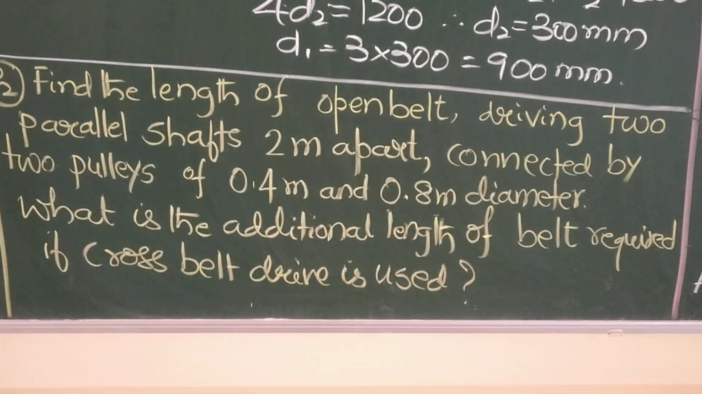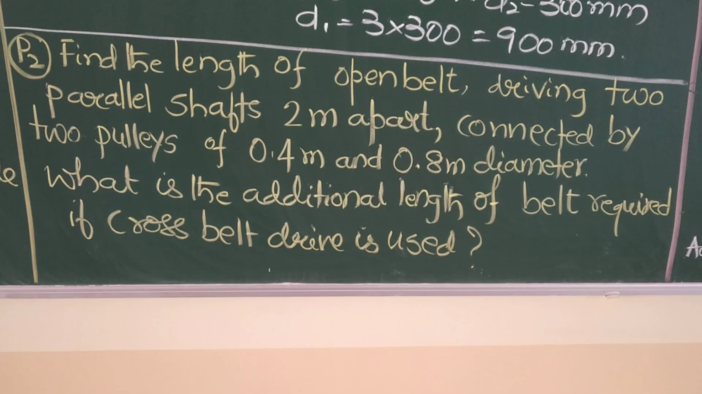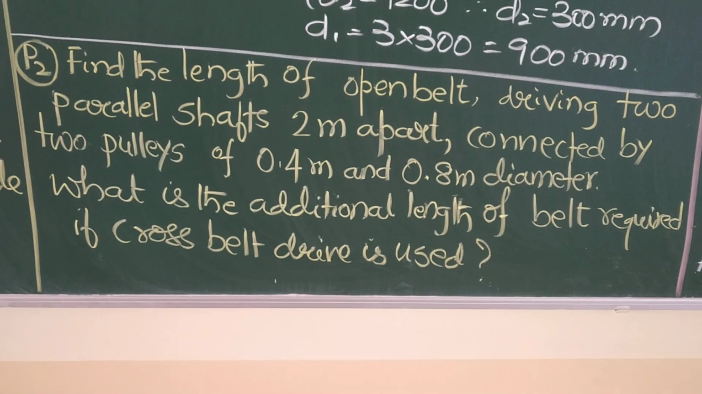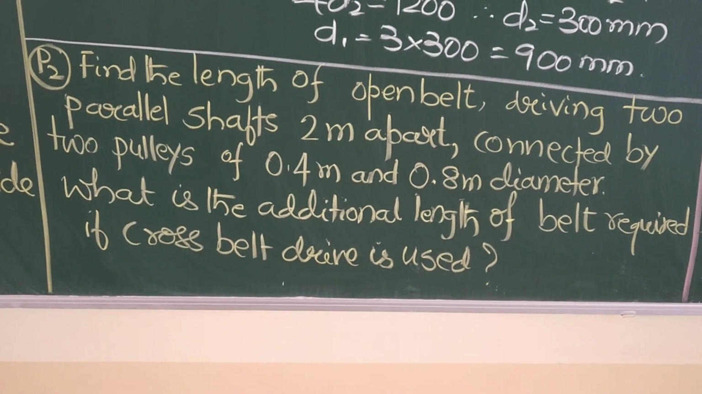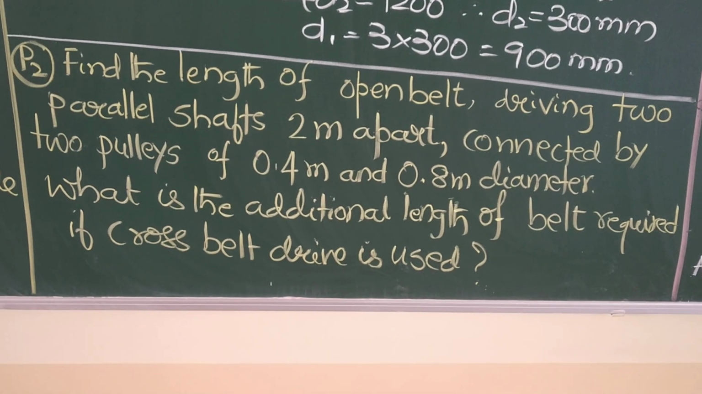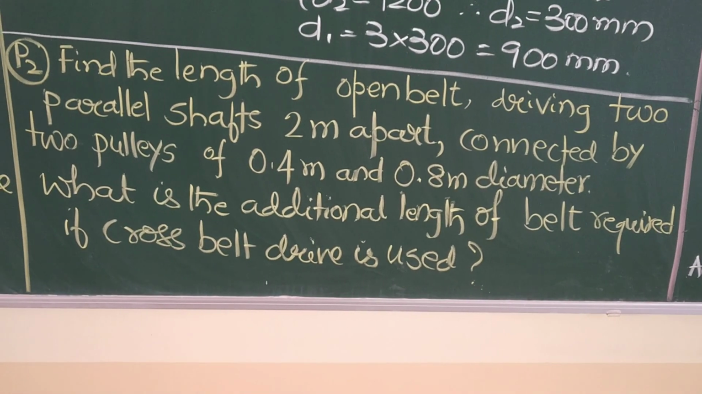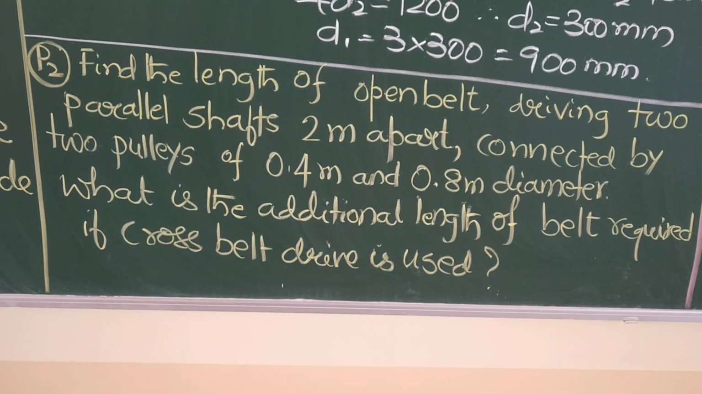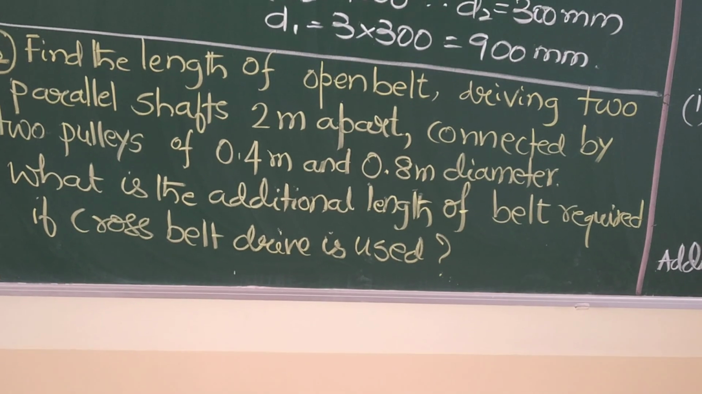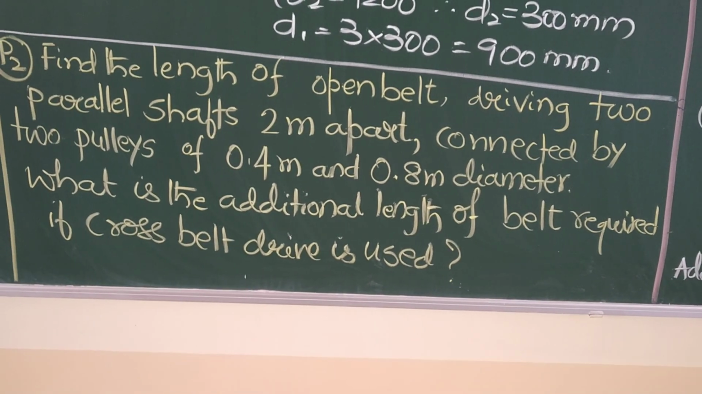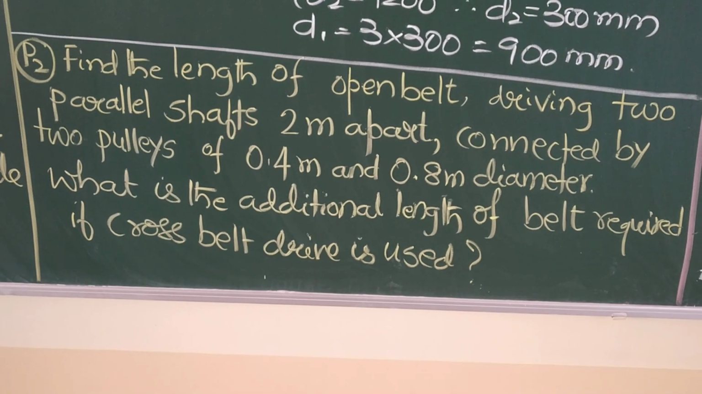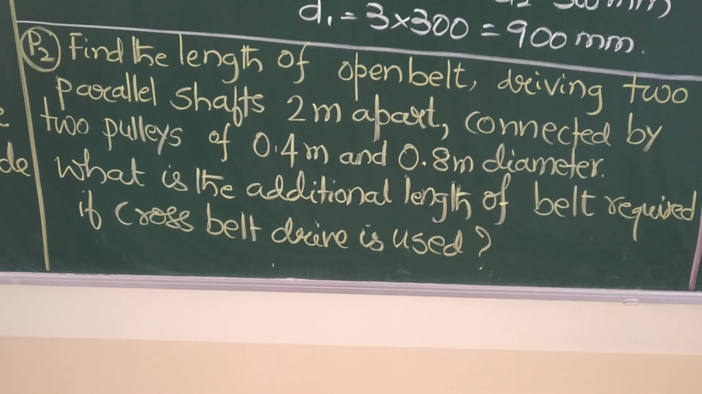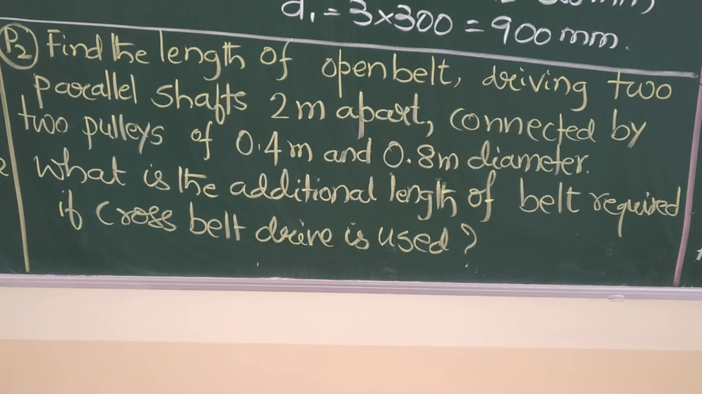Let's go to the second problem. Find the length of open belt driving two parallel shafts 2 meters apart, connected by two pulleys of 0.4 meter and 0.8 meter diameter. What is the additional length of the belt required if cross belt drive is used? So in the problem, the information about both the pulleys and the center distance is given. We need to find first the length of the open belt drive, then the length of the cross belt drive, and the difference of those two will give you the additional length of the belt. Let's see how to solve this problem.